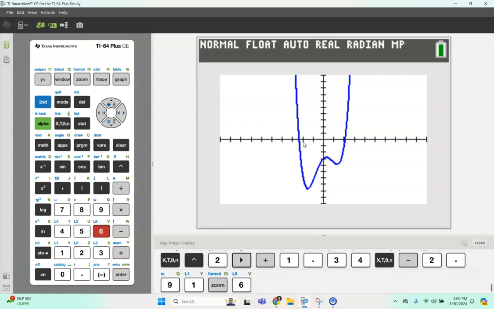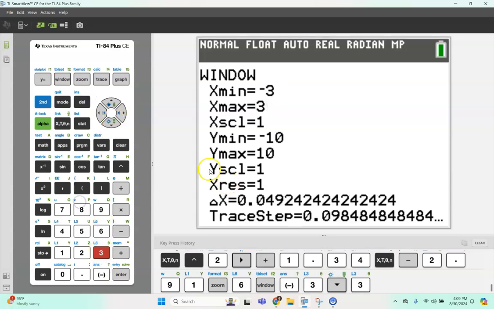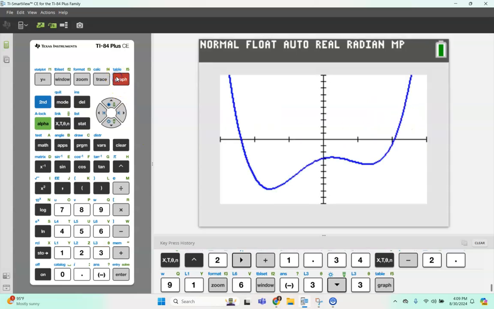If you look at the problem, it also says x goes from negative 3 to 3. So it's personal preference. I'm going to go to window over here, and change my x min to negative 3 and x max to 3 so that I only have negative 3 to 3 shown for the x. You don't have to do this part. I'm just doing it because it makes sense, so I can zoom in more.